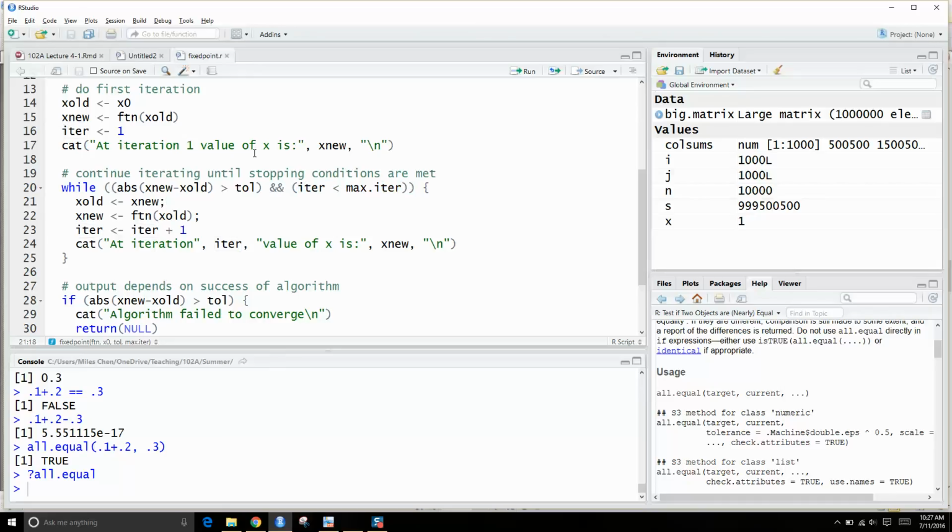And then each loop we do the same thing. We just take our new value, we set it to what our quote old value is, and then we calculate the function at the new location, or now it's the old location, and we set the value of the function equal to x new, okay.